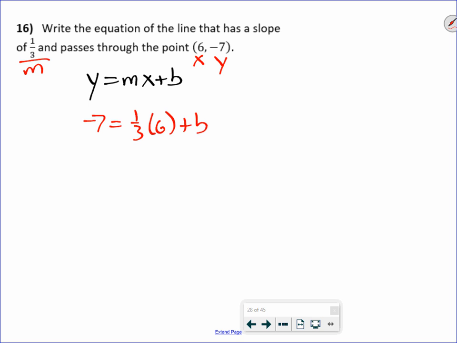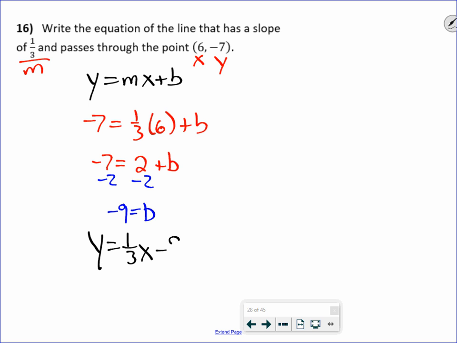And now I just need to solve for b. I'll get -7 equals 2 plus b. I will subtract 2 from both sides, and I'll get b equals -9. So the equation of my line is y equals 1/3 x minus 9.